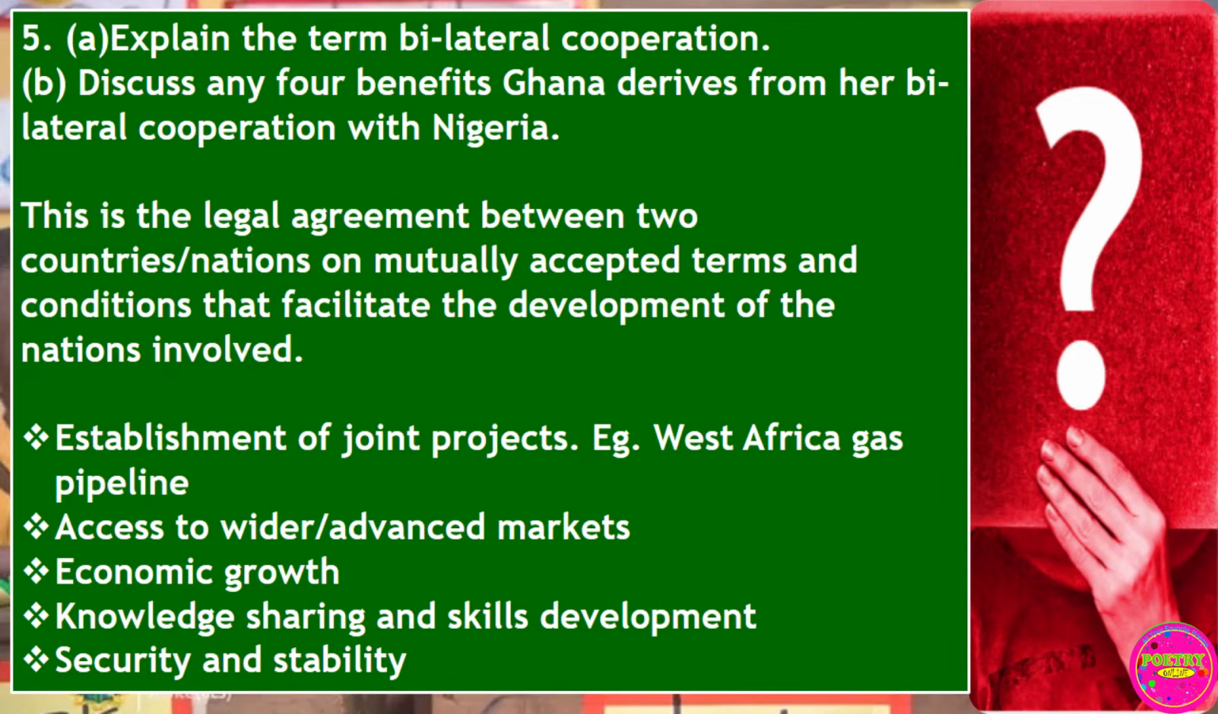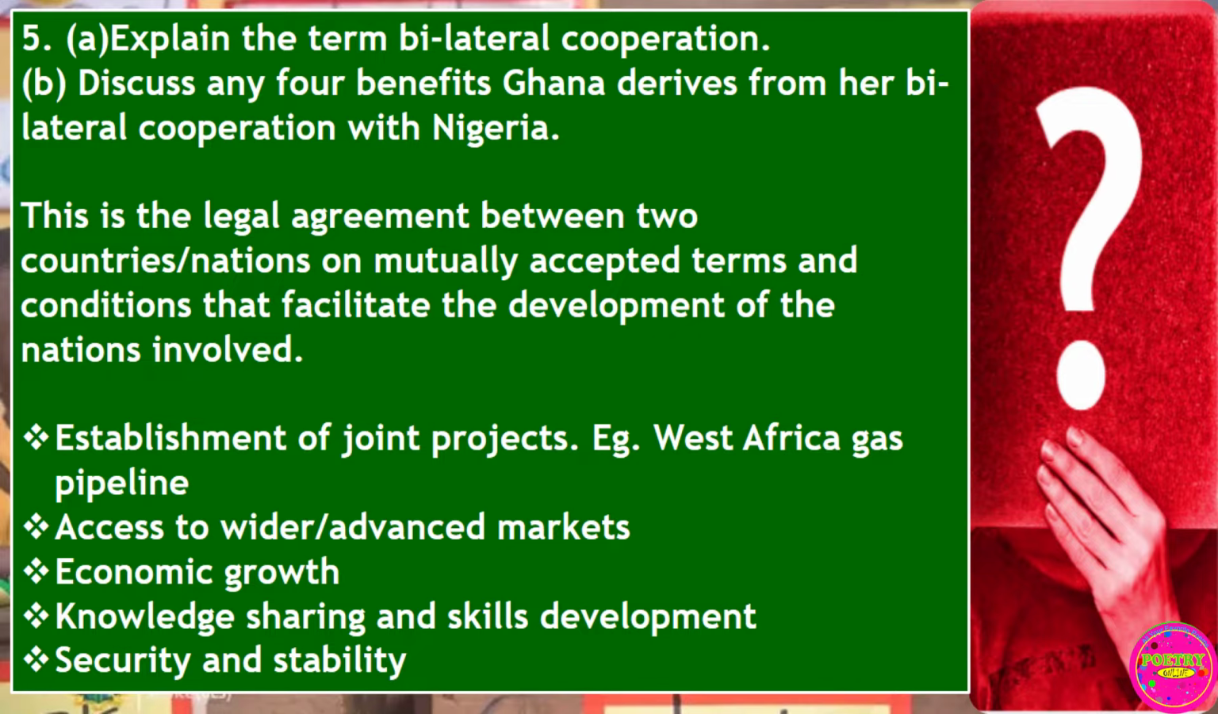Question 5a. Explain the term bilateral cooperation. This is a legal agreement between 2 countries or nations on mutually accepted terms and conditions that facilitate the development of the nations involved.